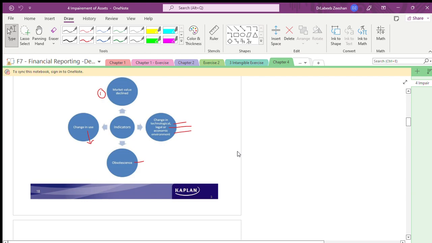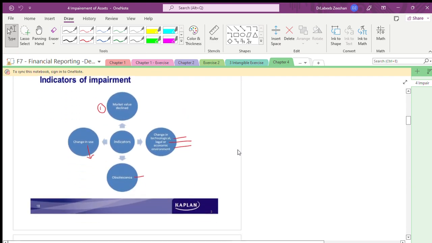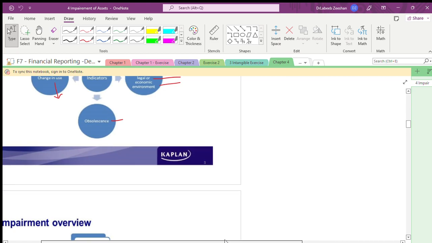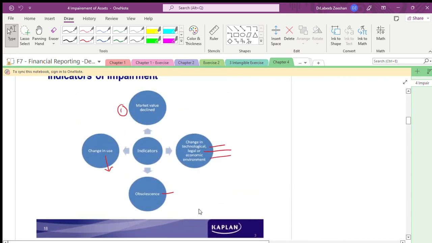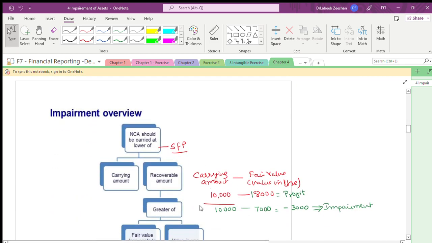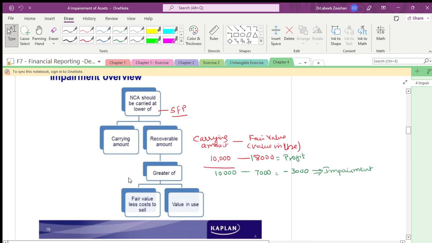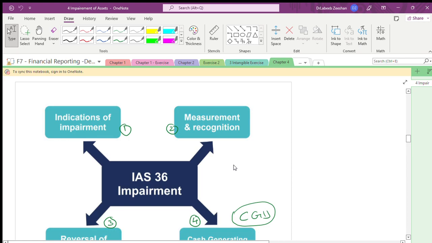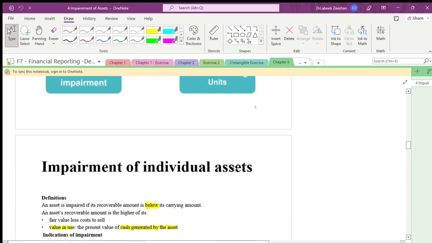Impairment indicators are market value, change in use, change in technology and obsolescence. Impairment review involves carrying amount and recoverable amount, which is the greater of fair value and value in use. Indicators, then find cash generating units.